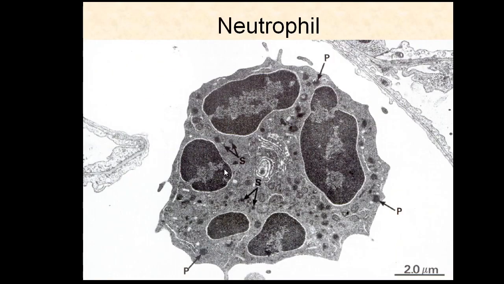Transmission electron micrograph of the same cell. You can see segments of the nucleus. You can see the small granules, a very well developed Golgi apparatus, and mitochondria. You see here it is mitochondria and other organelles. Lysosomes also, non-specific granules.